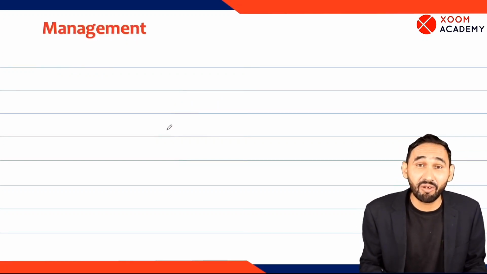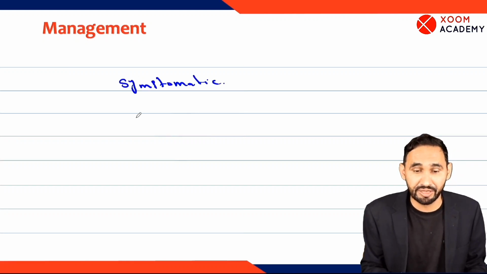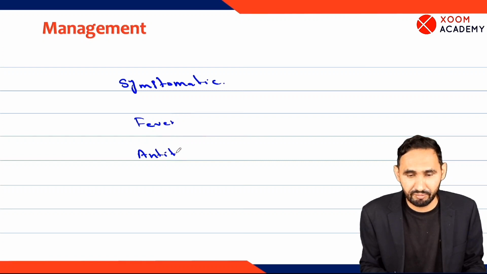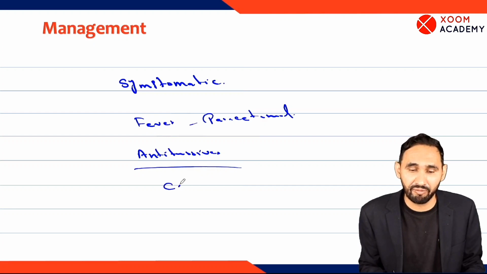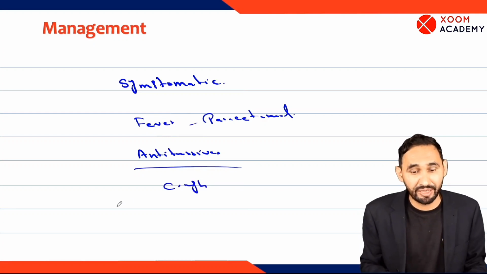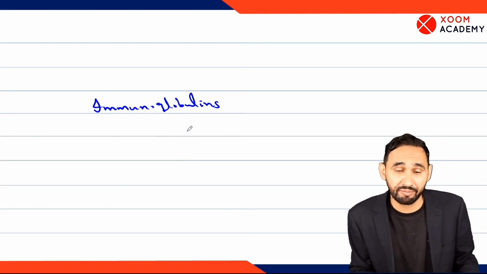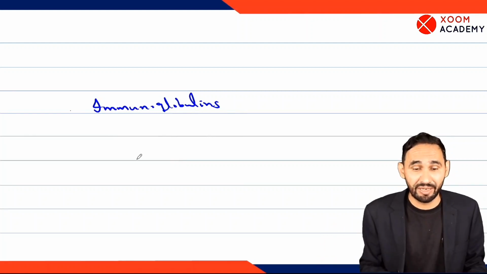What is the management of chickenpox? Symptomatic management. We can treat fever. We can give antibiotics. We can give antitussives. Paracetamol is given in case of fever, antitussive in case of cough. And we can give immunoglobulins to prevent chickenpox. Sometimes in case of herpes zoster, we can give antivirals.